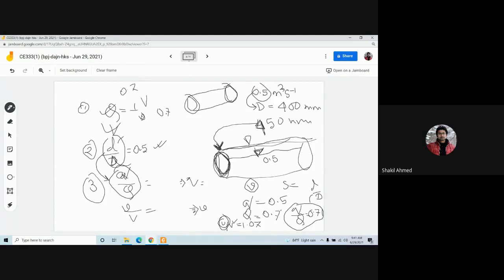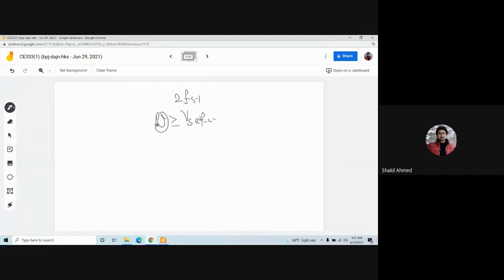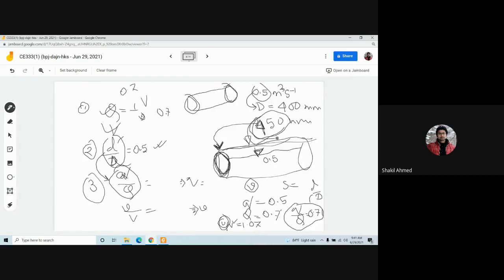You cannot, because if you use 450 millimeter diameter pipe, your small v, the actual velocity, will be less than that 2 feet per second. If this is less than self-cleansing velocity, then it is not acceptable. This is acceptable. So that means you cannot use 450 millimeter diameter pipe. Clear? Yes, sir.